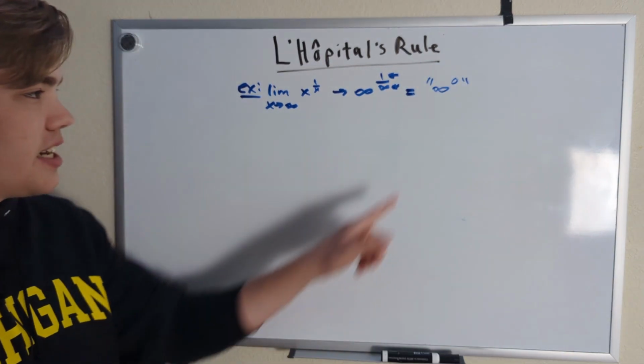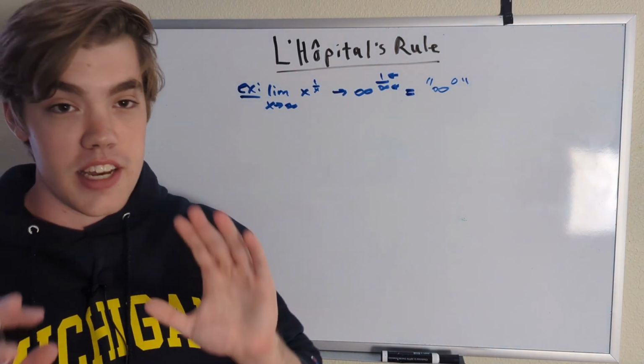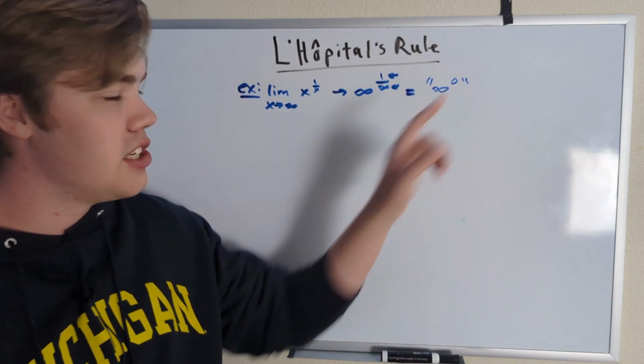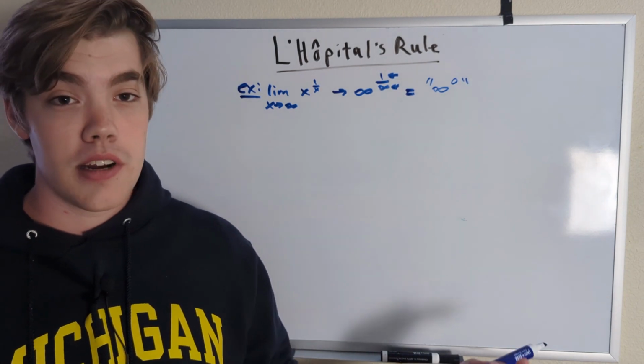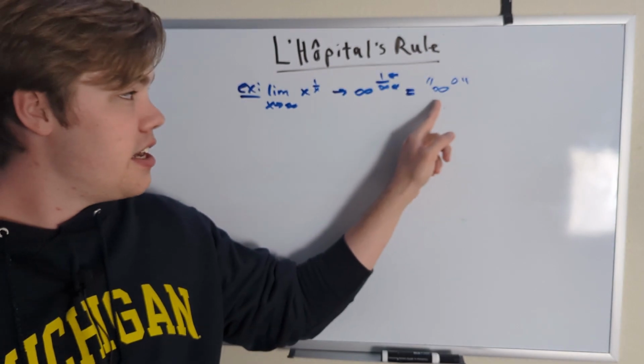And once again, this is actually one of our indeterminate forms. We have an infinitely large number being taken to the 0th power. But does this equal 1? Does this equal infinity? We don't know. So once again, this limit is currently in an indeterminate form.